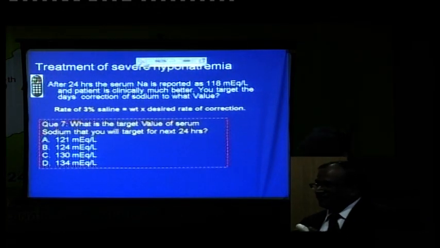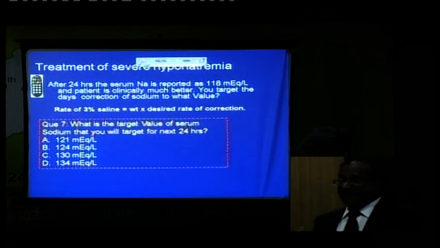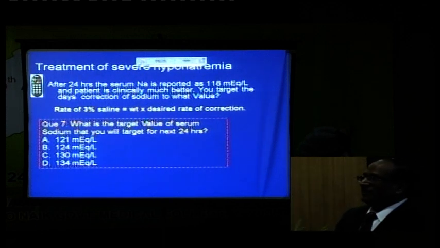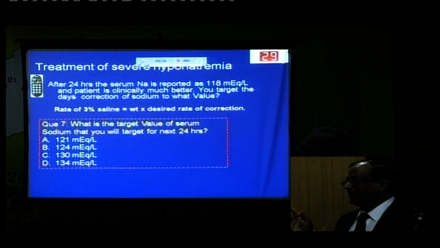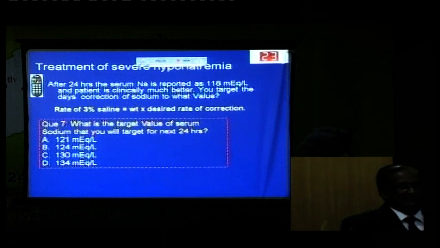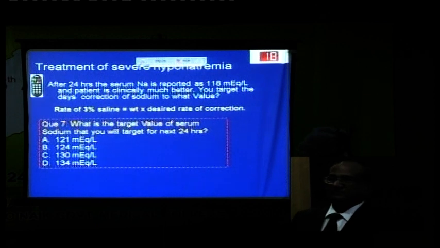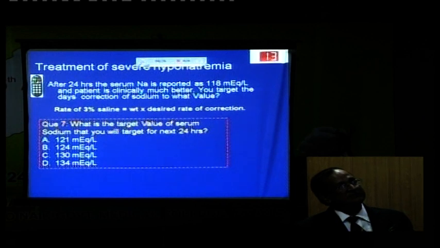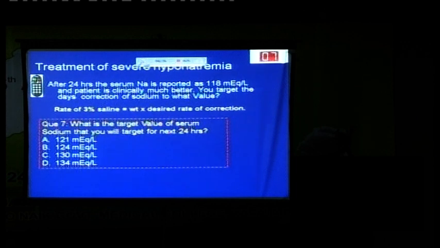Now we started correcting at 100 ml per hour. Next day sodium has become 118, which is very good. My question is, on next day, what should be my target sodium? I'm starting with 118. On the second day, what should be my target sodium? Audience response has started now.